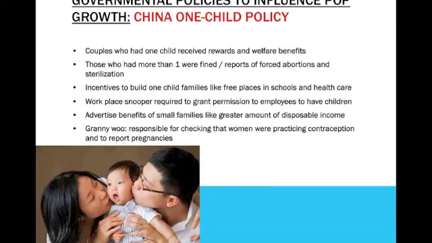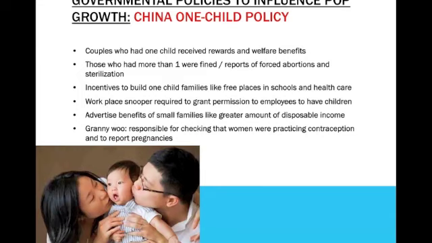Also, the government would advertise the benefits, so the advantages of small families. For instance, they would say, if you have only one child, you have more money that you can spend. So this is called, in the geographical term, greater amount of disposable income. Since they don't have two children, where they would have to pay twice as much, they only have one, they have a lot more money left that they can spend on going on holiday or something like that.